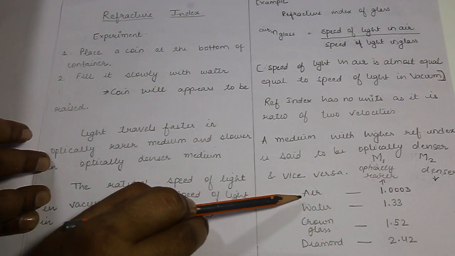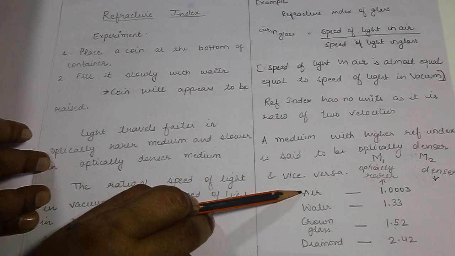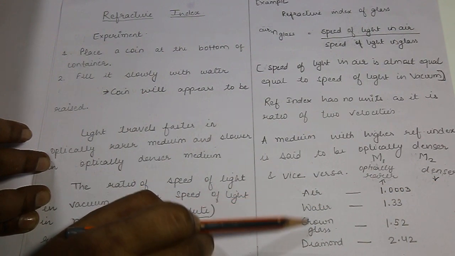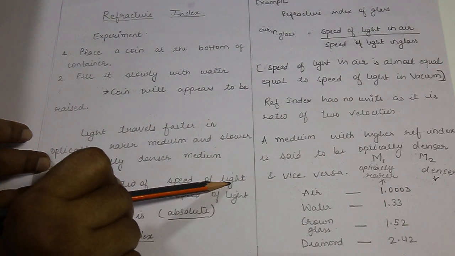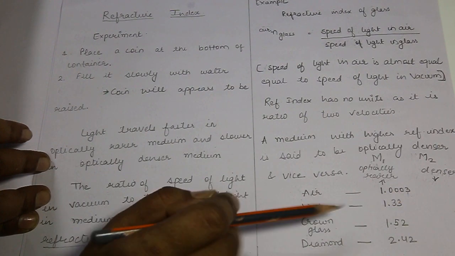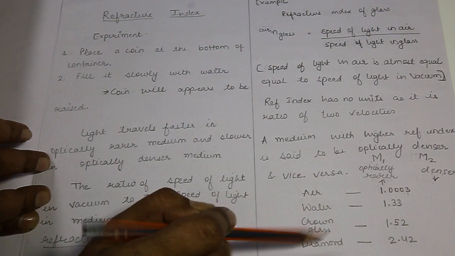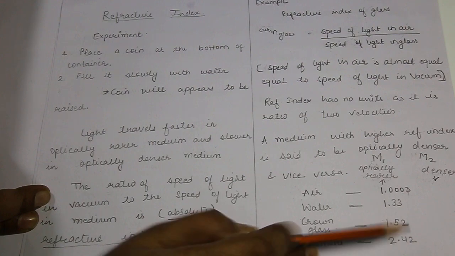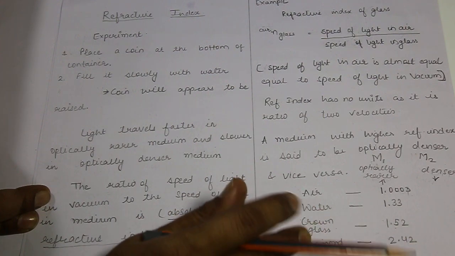Let us learn a few refractive indices which we may be using regularly in this chapter. Air 1.0003, water 1.33, crown glass 1.52 and diamond 2.42.